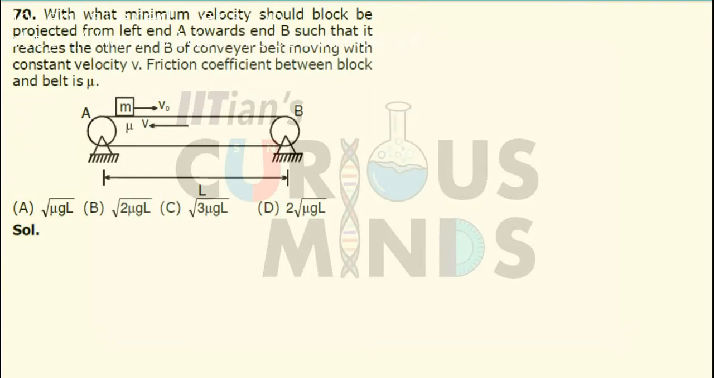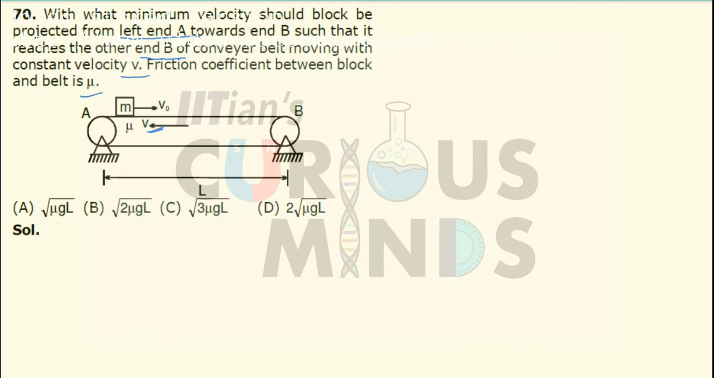With what minimum velocity should the block be projected from left end A towards B such that it reaches the point B of the conveyor belt moving with the velocity V in the opposite direction? You can see the conveyor is moving in the opposite direction. Friction coefficient is equal to mu.